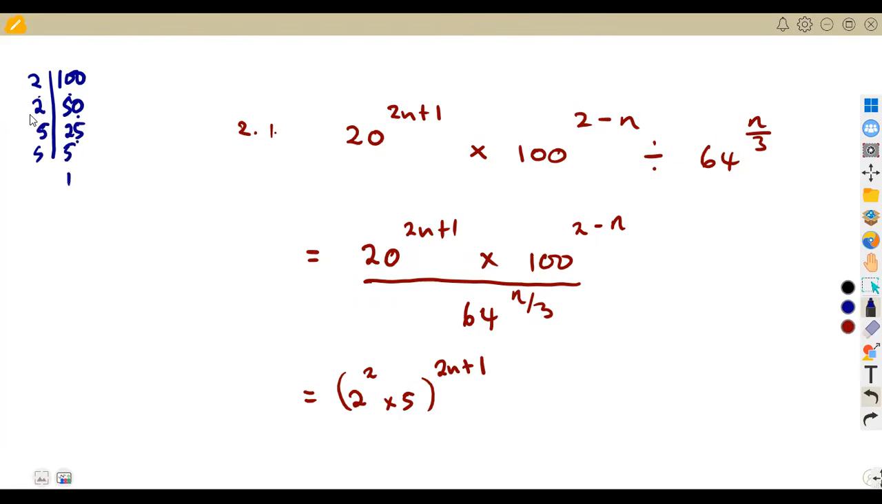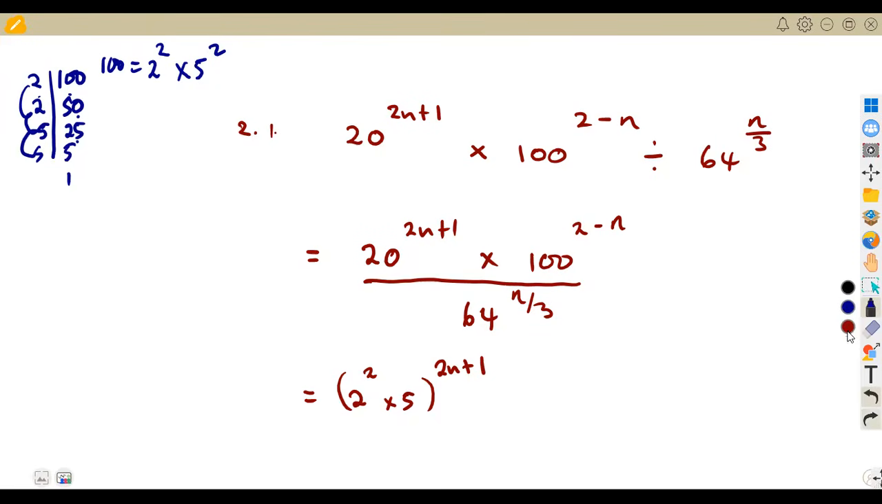So 100 is the same as 2 times 2 times 5 times 5, which is the same as 2 times 2, that is 2 to the exponent of 2, and 5 times 5, that is 5 to the exponent of 2. All right. So meaning to say, wherever I'm seeing this 100 here, I'm seeing 2 to the exponent of 2 times 5 to the exponent of 2. This is what I'm seeing in its simplest form.